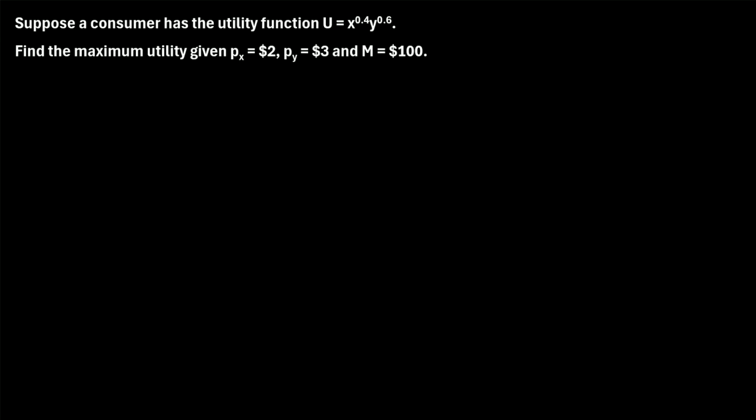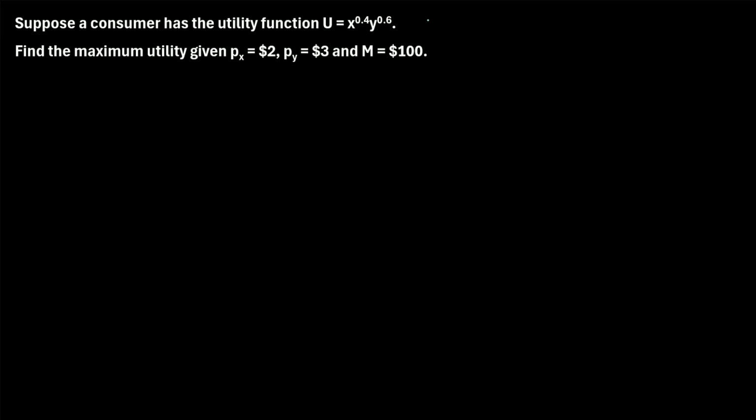In this video, I will explain how to maximize utility given a Cobb-Douglas utility function and a budget constraint. So let's jump right into an example. This says, suppose a consumer has the utility function u equals x to the 0.4 times y to the 0.6.